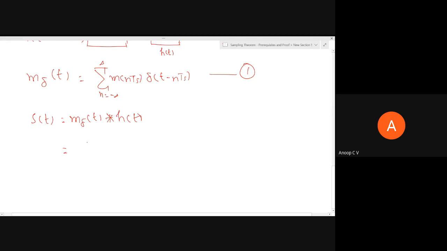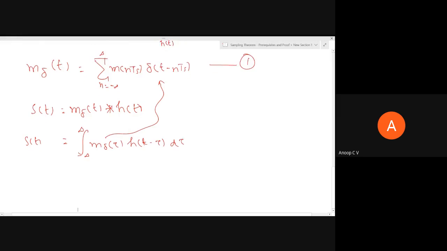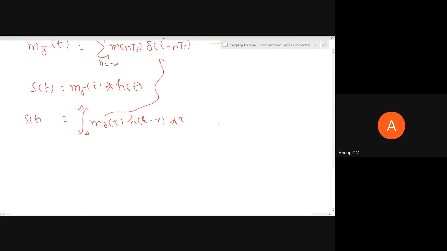So that is nothing but the integral from minus infinity to infinity of m_δ(τ) times h(t minus τ) dτ. So this is the convolution integral. So now, this is again s(t). But I know m_δ(t) is nothing but this infinite sum. So now I'm going to substitute equation one in this equation. Maybe I'll call this equation number two.